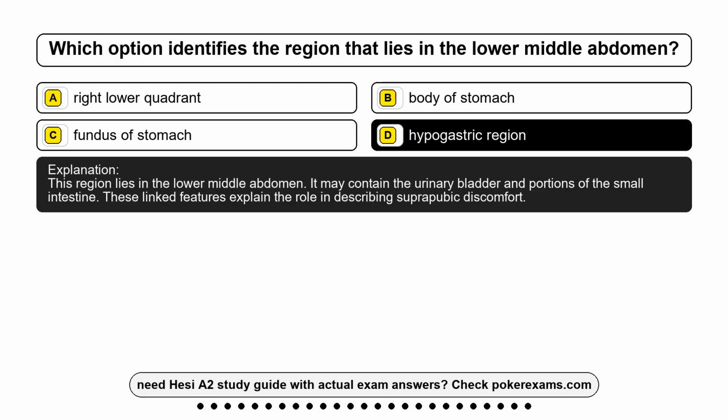This region lies in the lower middle abdomen. It may contain the urinary bladder and portions of the small intestine. These linked features explain the role in describing suprapubic discomfort.